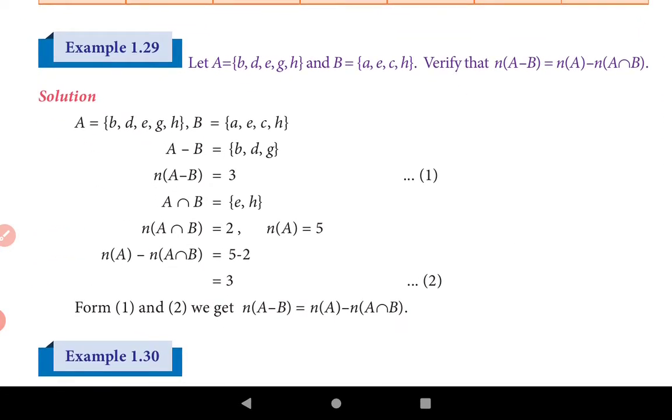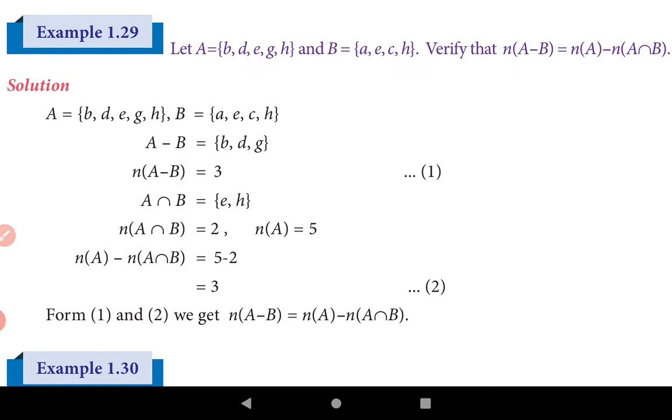Now example 1.29. Let A = {B, D, G, E, H} and B = {A, E, C, H}. Verify that n(A − B) = n(A) − n(A ∩ B). Now, in the solution, as you can see, n(A) is the number of elements of A, and n(B) is the number of elements of B.